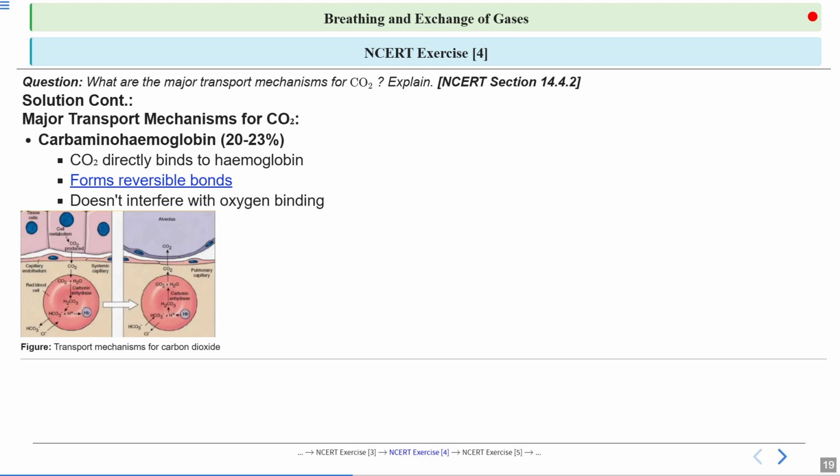And how are people taking the carbon monoxide? By smoking. And that is why it always says that smoking is injurious to health, because you are killing your hemoglobin. That hemoglobin is not available for the transportation of carbon dioxide and oxygen, right?